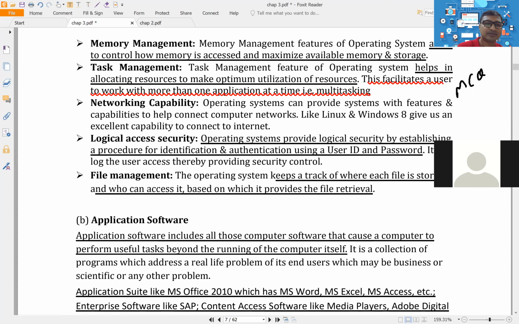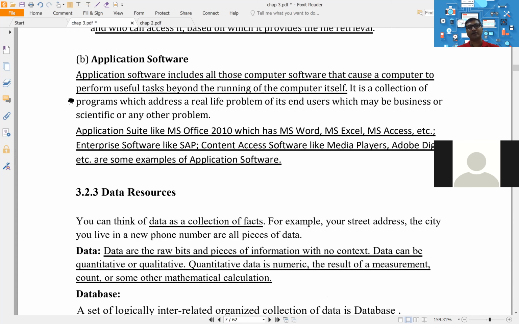And apart from this, we have gone for application software. Application software is the software on which we work. Look, the operating system will give you the platform to work, but for working, you need application software. Like if you want to create documents, then you require Word. You want to go for calculations, then you require Excel. You want to put journal entries, then you require Tally, correct?